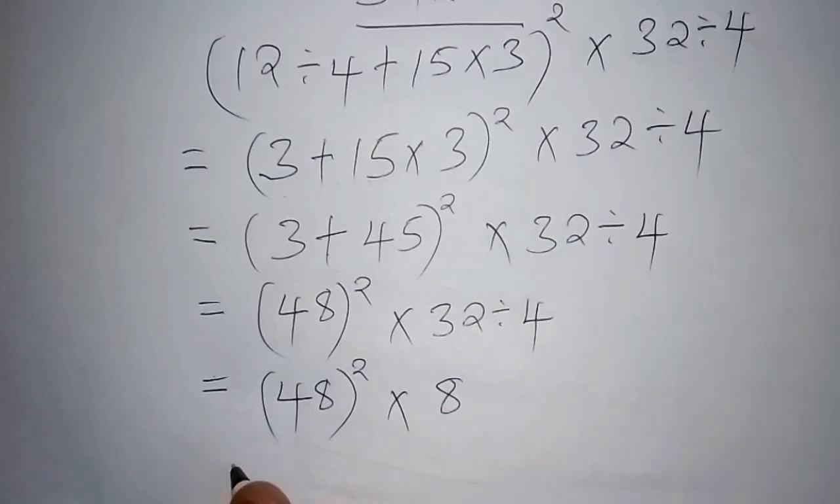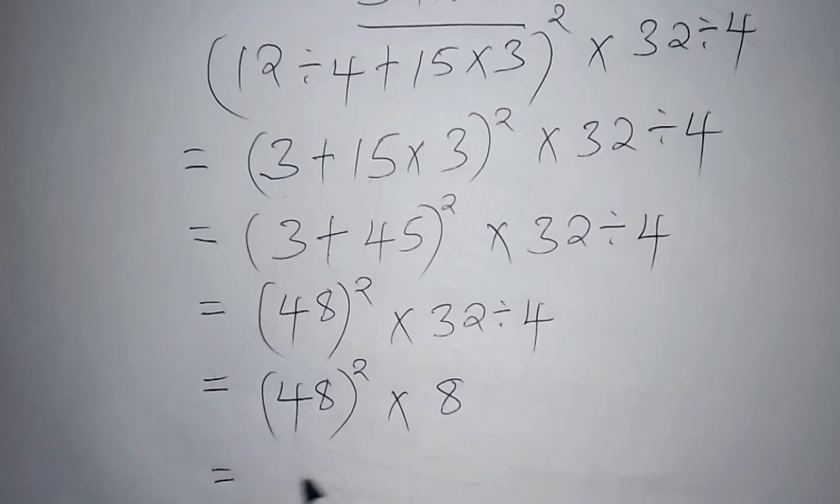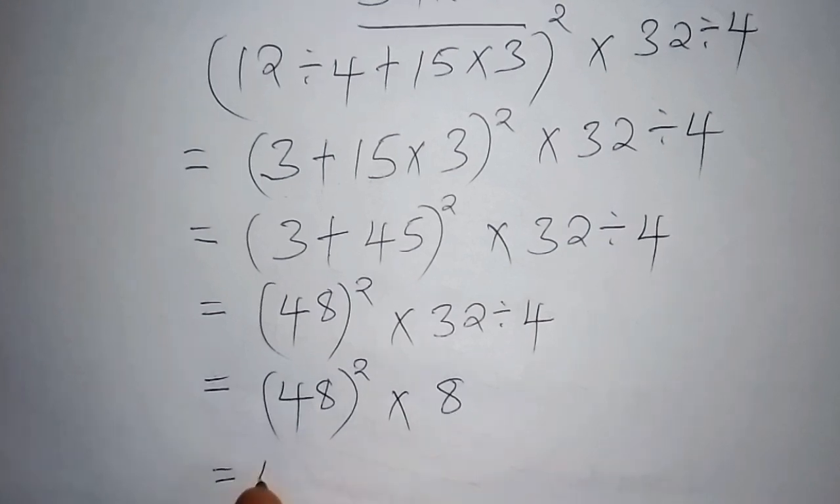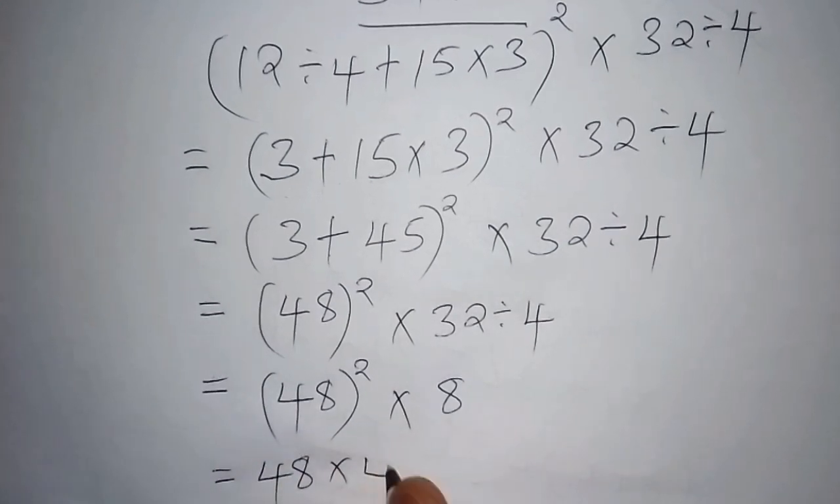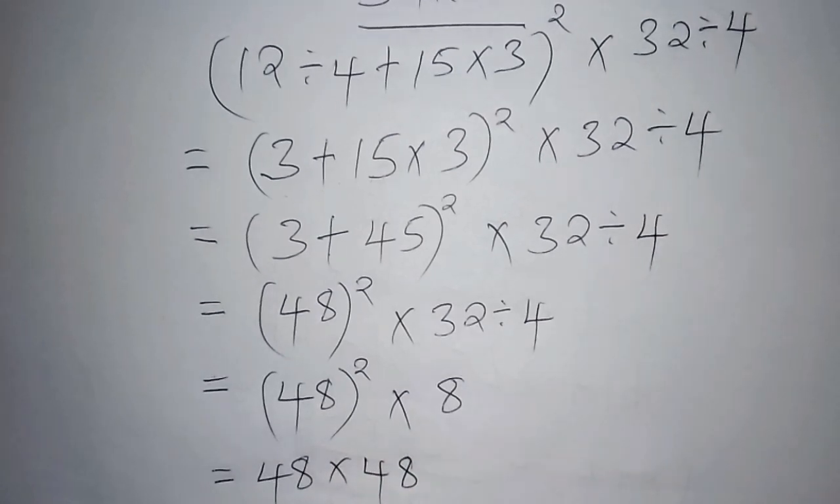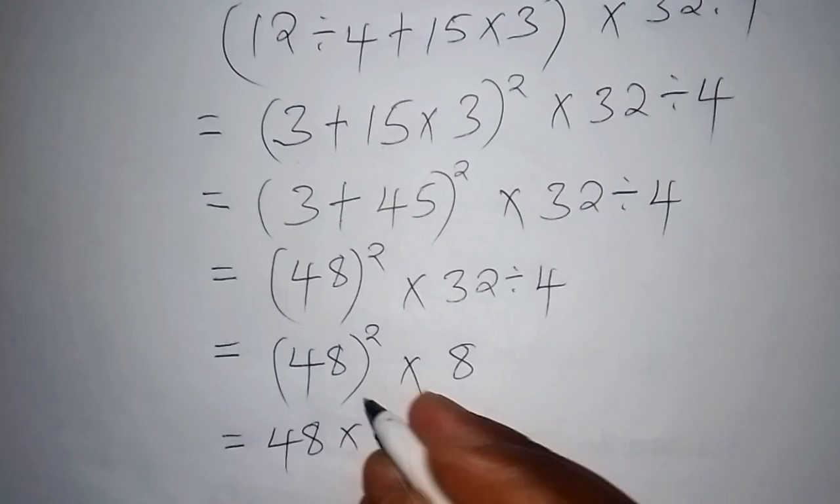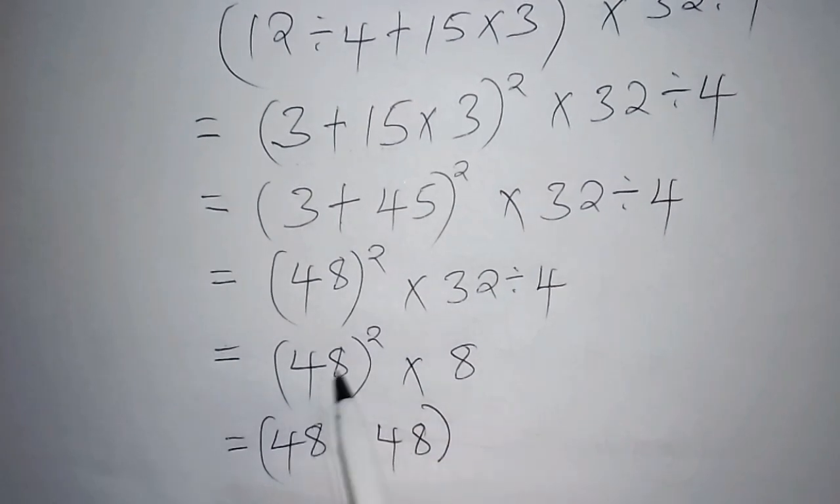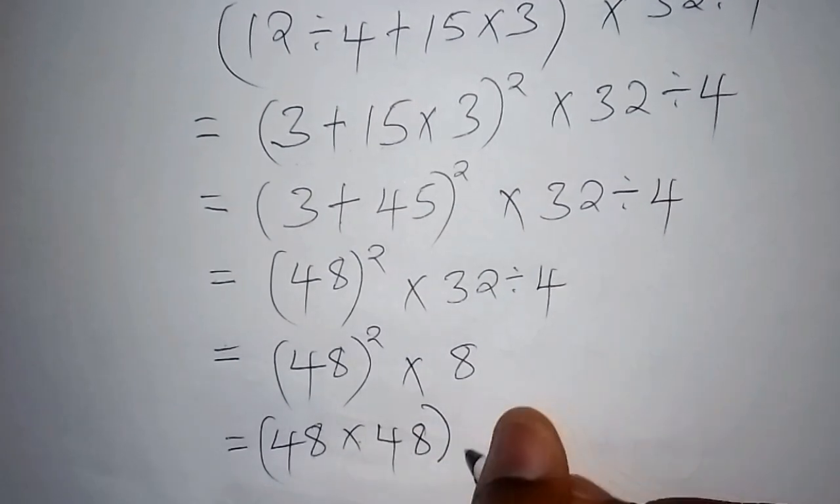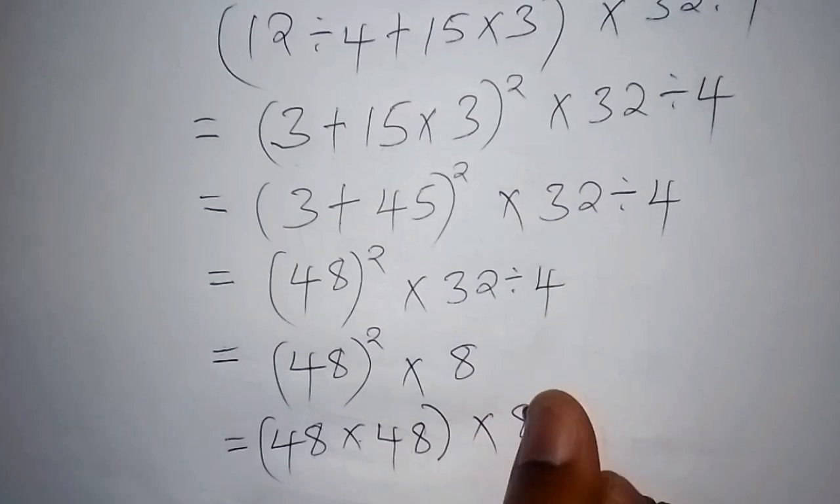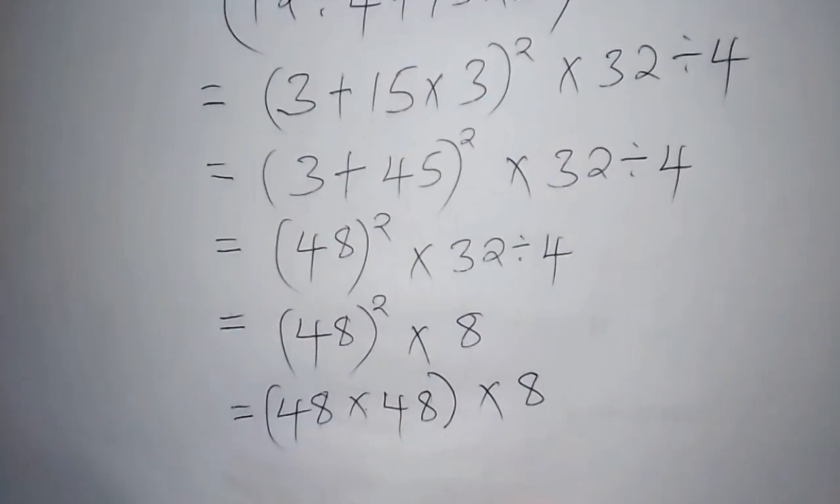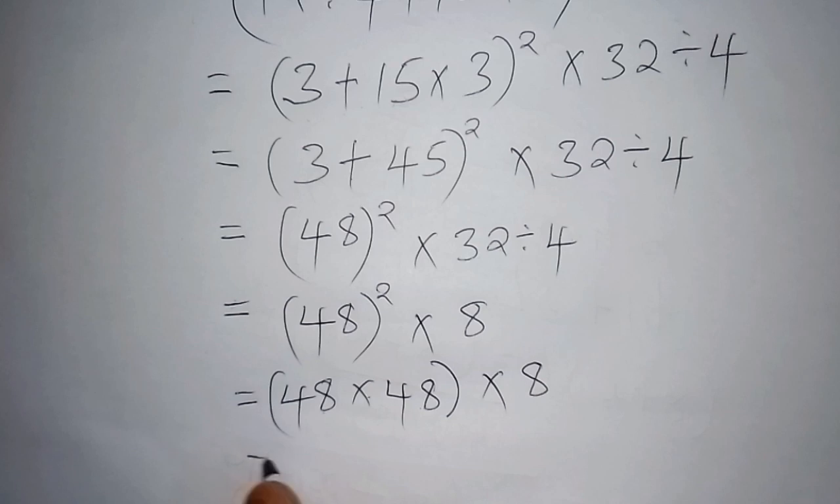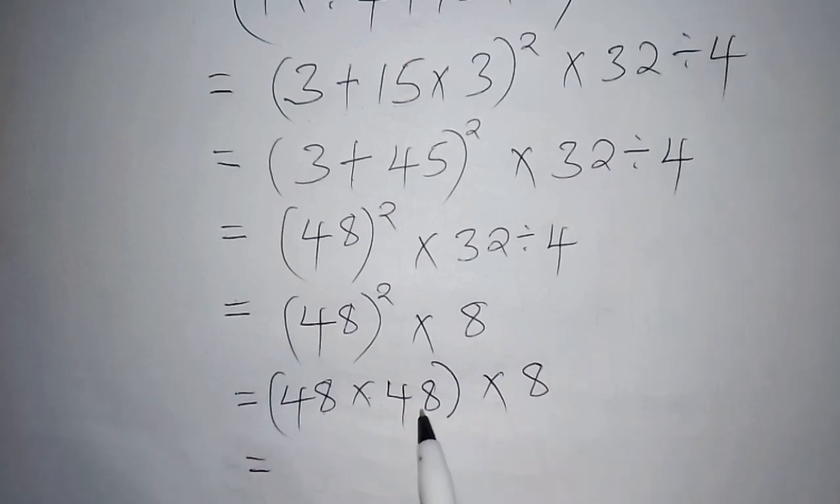Now we proceed to the next level and say that 48 squared is like having 48 multiplied by 48. Let's put this into a bracket, because 48 multiplied by 48 represents 48 squared, then times this 8 here. So we're not supposed to just multiply 8 by 48 by 48 directly. No, we are supposed to multiply 48 by 48 first.